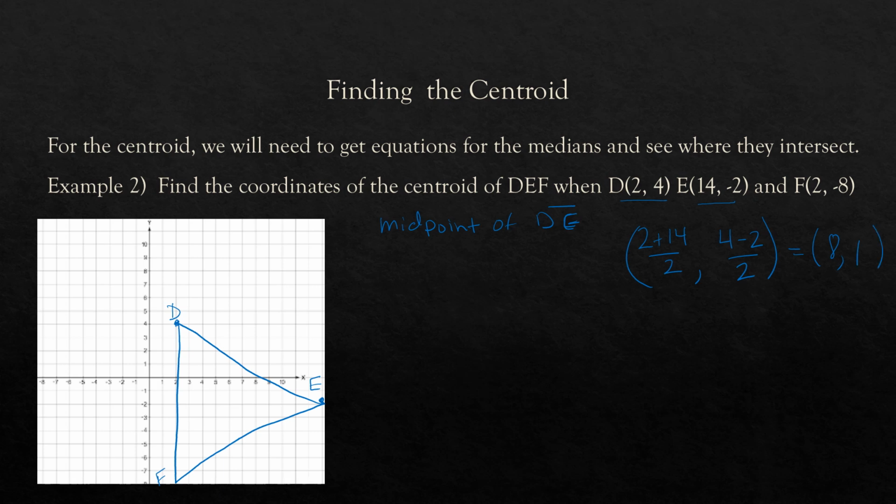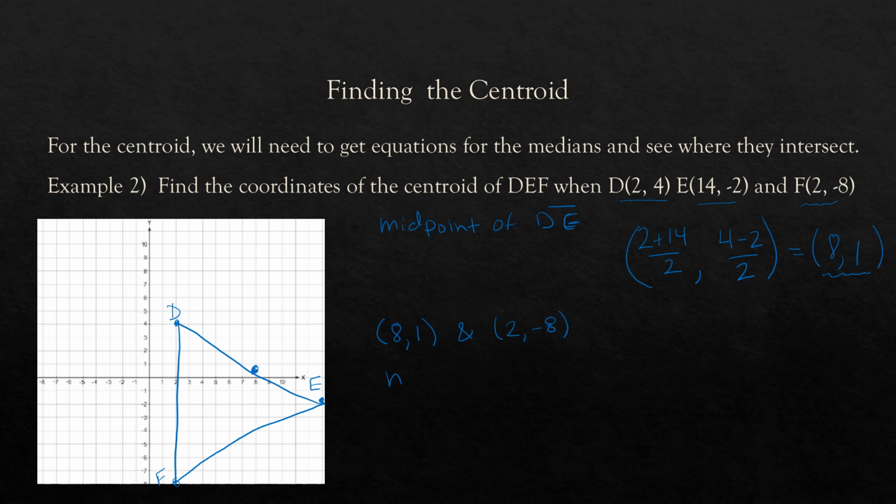So that is one of our points that we're looking for. So (8, 1). My line is not quite straight, but it should be about right there. And then the other point for this median line to go through is going to be F. So here's one of our points, and here's the other one. So we're now using these 2 points to find the equation of a line. So how do we find the equation of a line when we have 2 points?